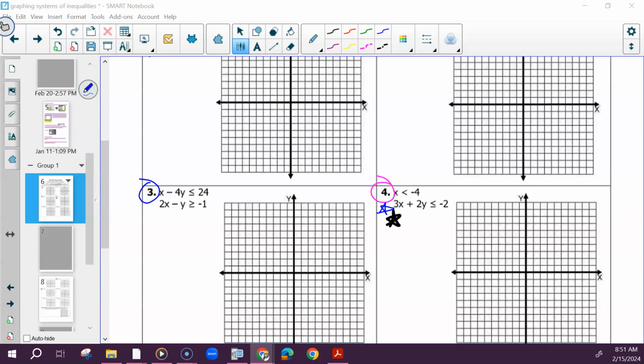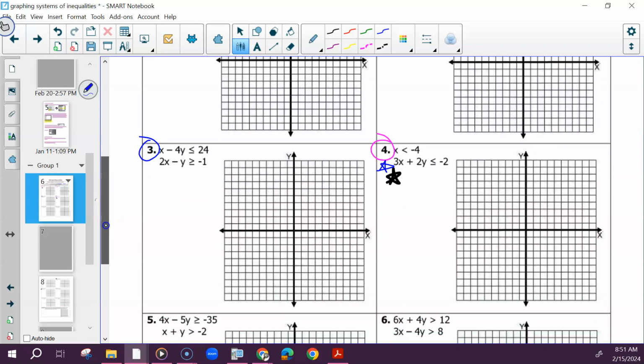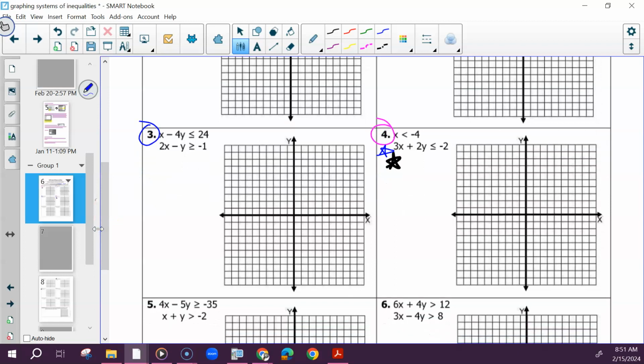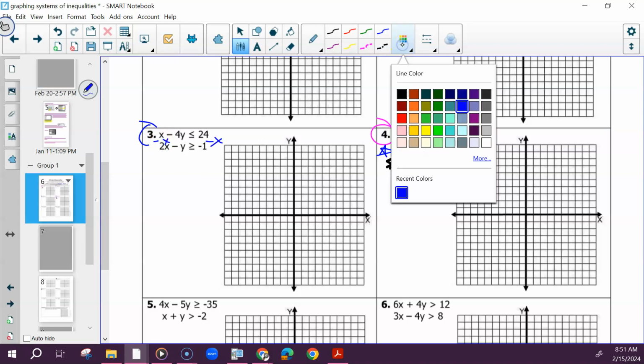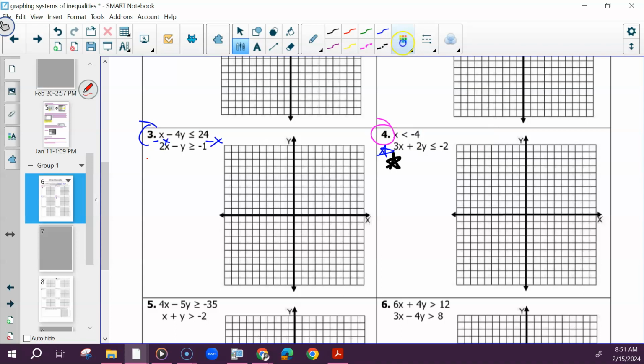Okay, so let's start with 3 and then we'll do 4. For number 3, we have to solve both of these. Remember that with your systems, I would suggest using 2 different colors or two different writing utensils. We're going to solve both of these. I'm going to do that simultaneously. Subtract x from the first one and subtract 2x from the second one.